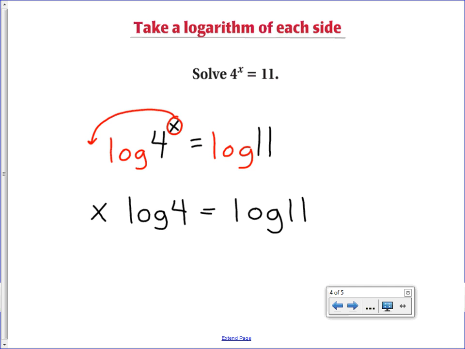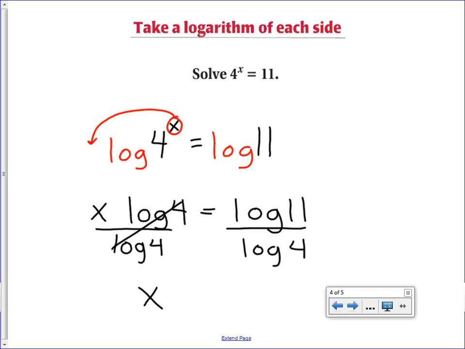To solve this left side of the equation for x, I just need to divide by this whole log 4 and get rid of it. Okay, divide this side by log 4. These cancel out, and x is going to equal, if I wanted the exact answer, well, that's it right there. There's no way to simplify that fraction. You would leave it as log 11 over log 4.